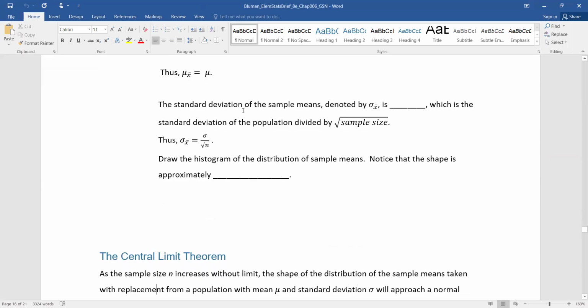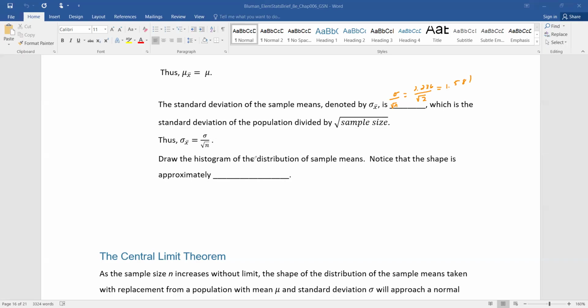So the standard deviation of the sample means will equal the standard deviation divided by the square root of n. Earlier we got 2.236 divided by the square root of 2, because that was our sample size, and that comes out to 1.581. So the standard deviation of the population divided by the square root of the sample size, again, given by this.